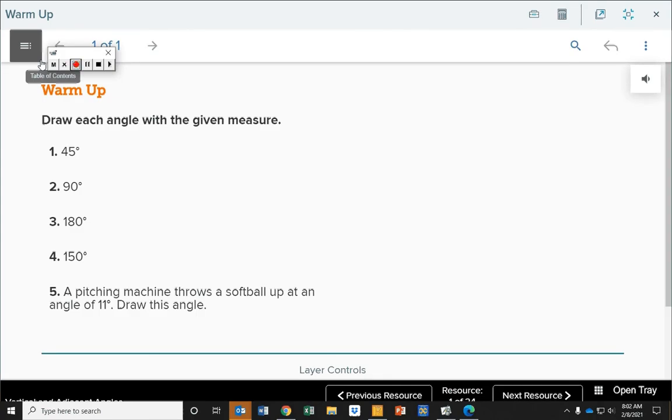How to draw these angles. Go ahead and do your best to draw these angles for your warm-up.